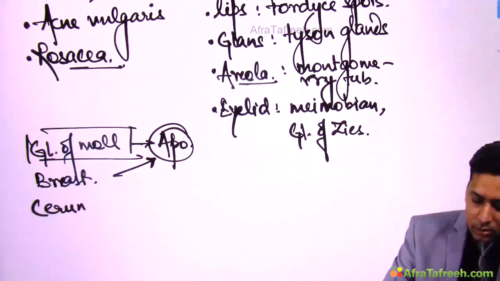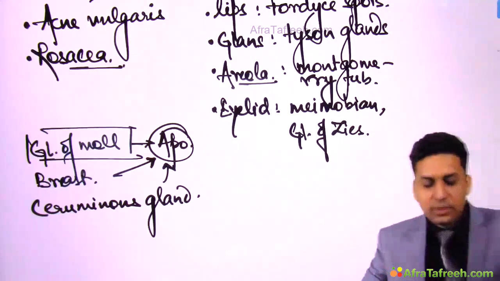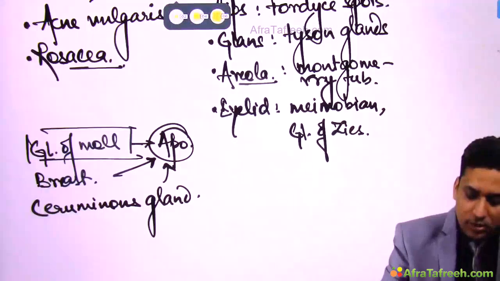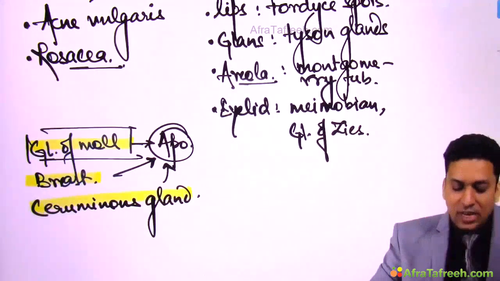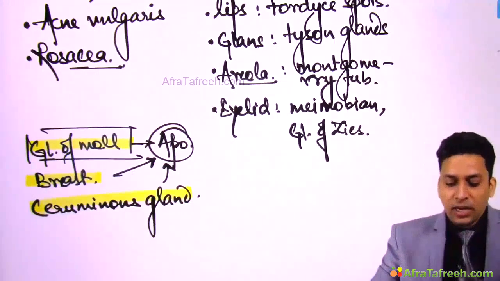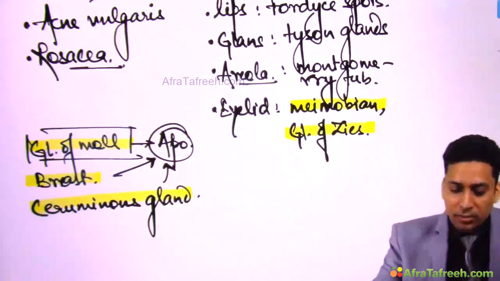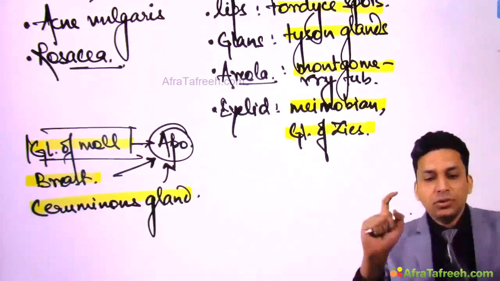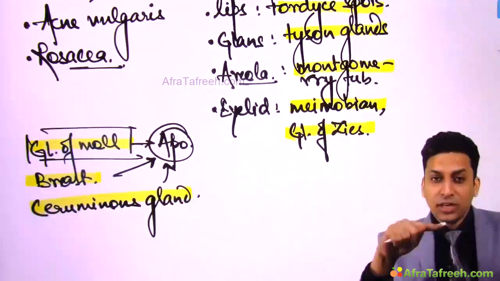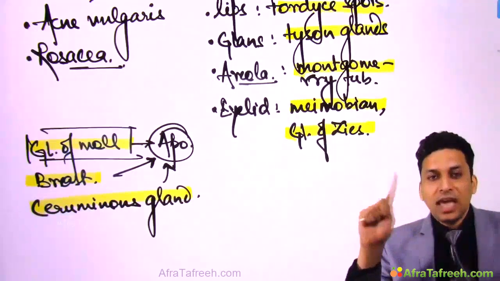Similarly, ceruminous glands present in external auditory canal are also modified apocrine sweat glands. So sometimes they ask you that gland of Moll, breast and ceruminous glands, they are what? They are modified apocrine sweat glands, while Meibomian gland, gland of Zeiss, these are ectopic sebaceous glands. Similarly, Montgomery tubercles, Tyson glands and Fordyce spots. Many a times students get confused between Fordyce and Fox Fordyce. So remember, Fordyce is sebaceous while Fox Fordyce is apocrine.